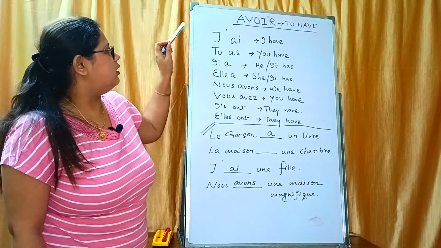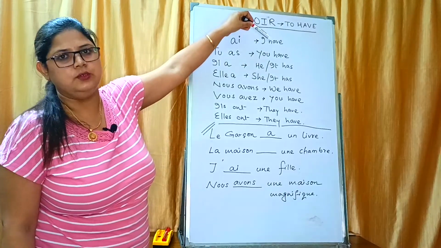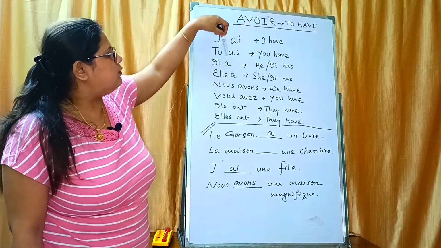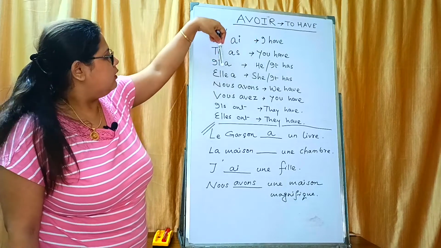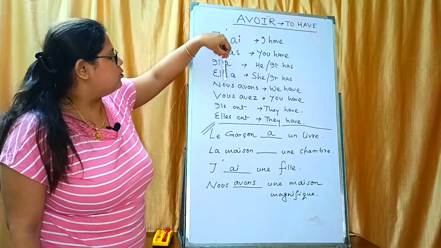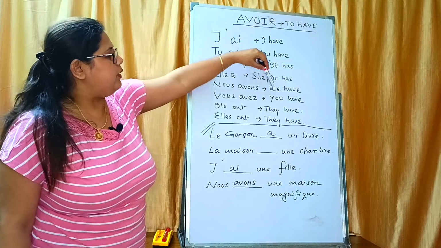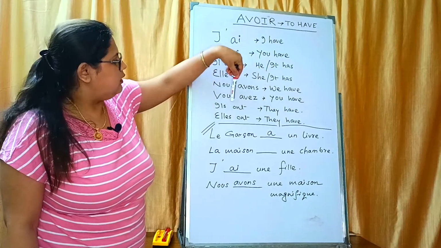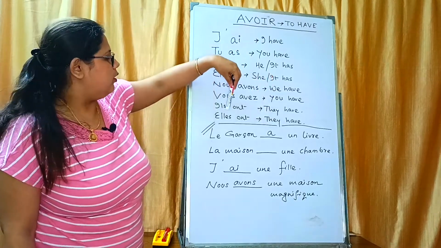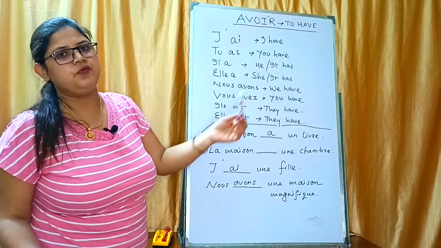So you can understand, j'ai means I have, first person singular. Tu, you have, second person singular. Il a, third person singular. Elle a, third person singular but the feminine form. Nous avons, we have, first person plural. Vous avez, you have, second person plural. Ils ont, they have, third person plural, or elles ont, they have, third person plural but feminine.